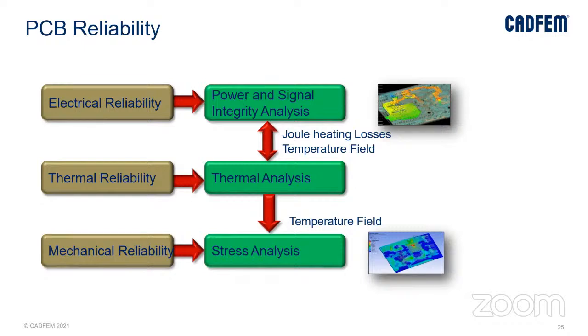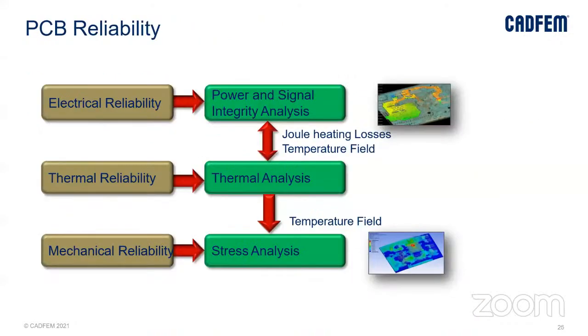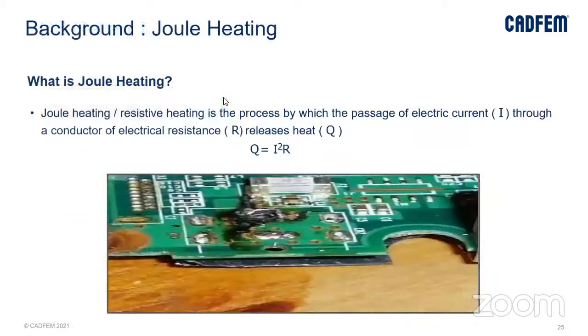So in such cases, thermal analysis needs to be performed, and at the same time, due to continuous heating and cooling, the mechanical reliability can also be degraded. All this reliability checking can be performed based on the results of computational electromagnetics, like E and H fields.